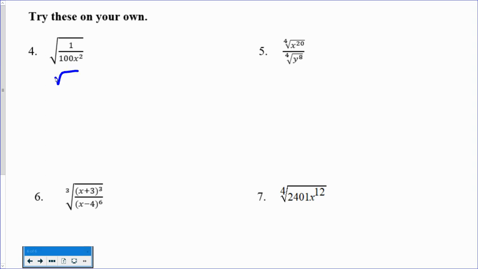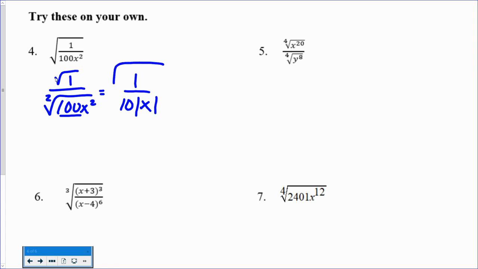So I'm taking the square root of 1 over the square root of 100x squared. Square root of 1 is 1. Square root of 100 is 10. Square root of x squared would be x. This is a square root, so that is an even index, and x is to the first power, so that is an odd power, so I will need absolute values because it doesn't say assume all variables are positive.